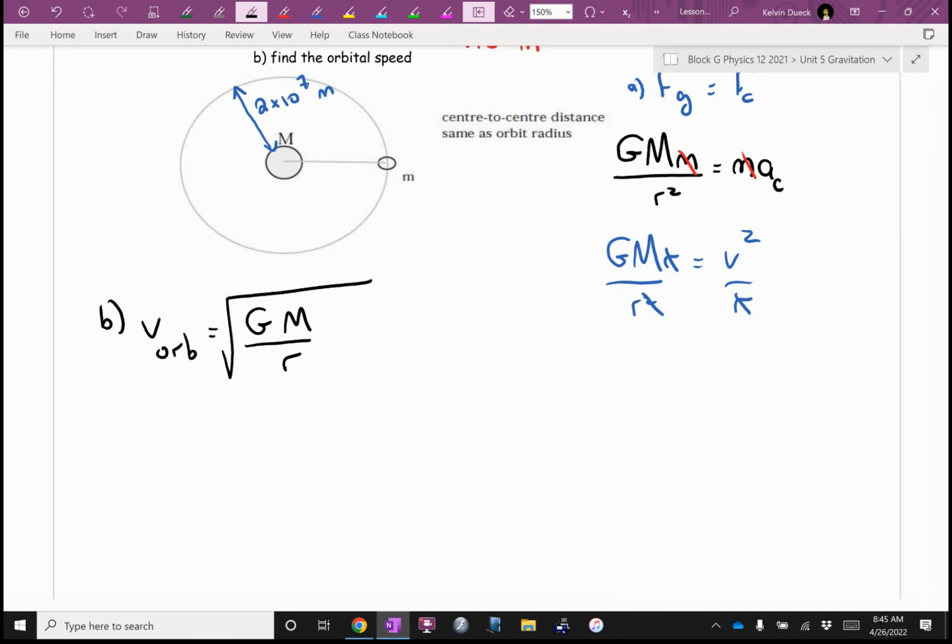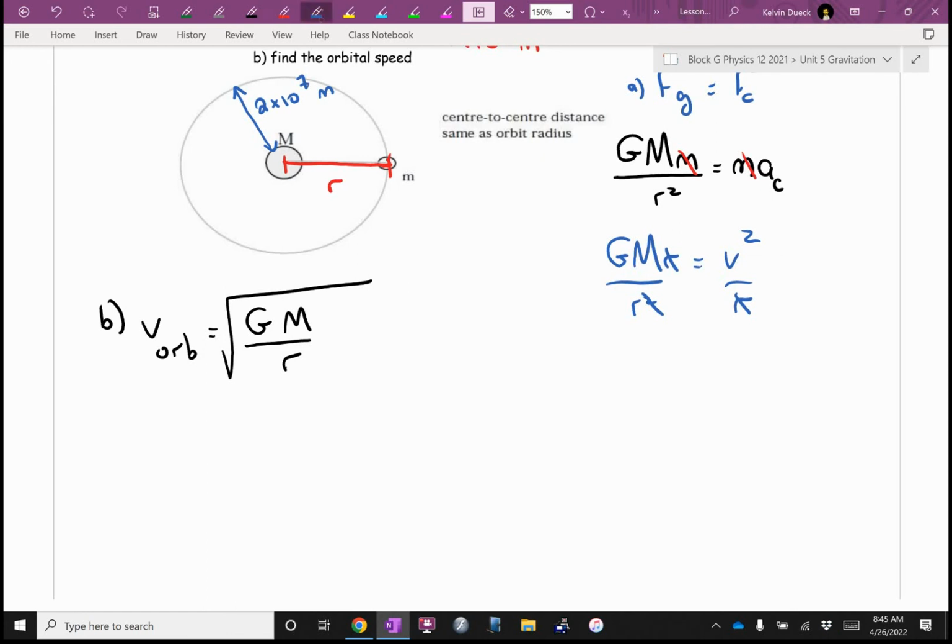R. Well, R is this distance. Isn't that 2 times 10 to the 7th? No. What is that distance? How can I figure it out?